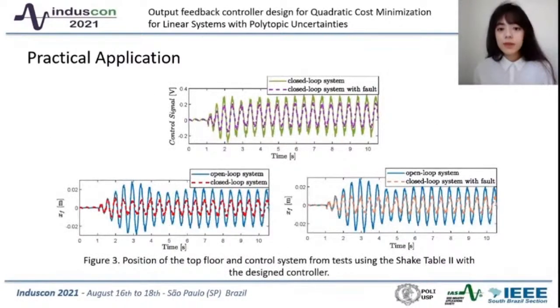The results presented for the position of the top floor in the system are composed of three different types of tests. The first one is the open loop system, performed in passive mode using a PID controller as a way to leave the car in a mobile state. The second one is shown in the left figure, which shows the system in a closed loop, and the right figure shows the system with a fault of 14% in the actuator.